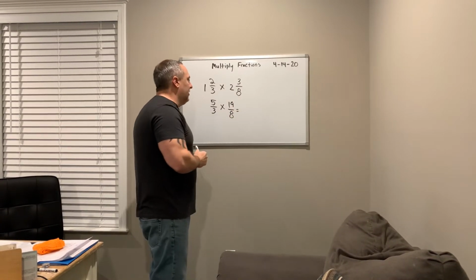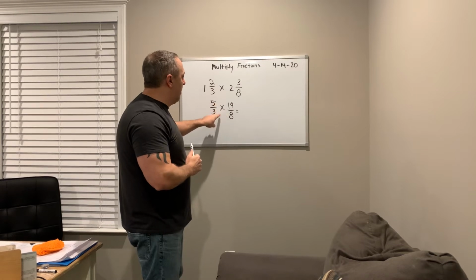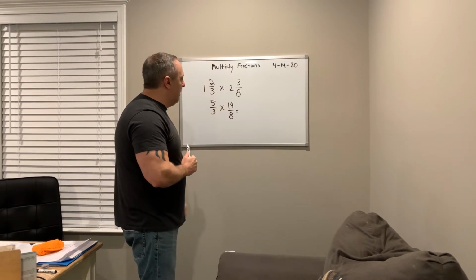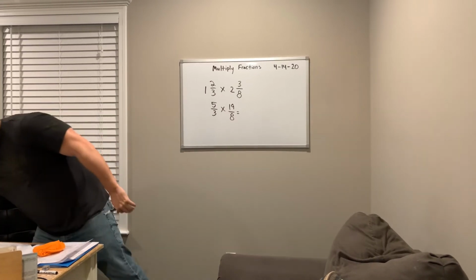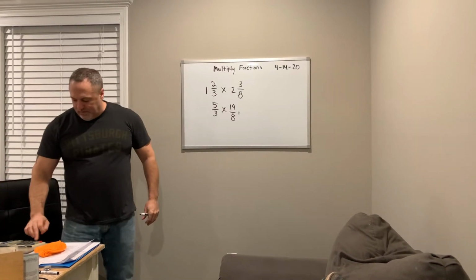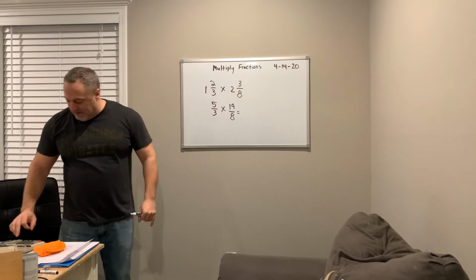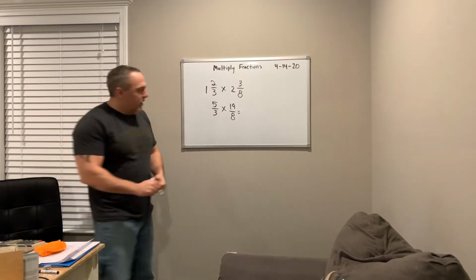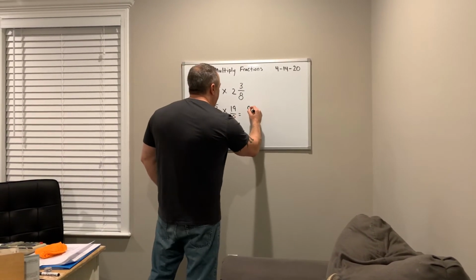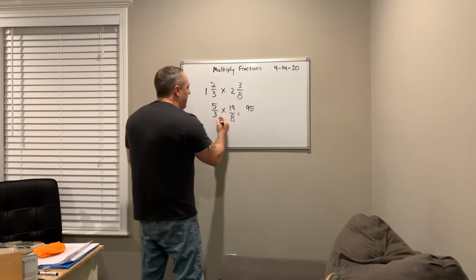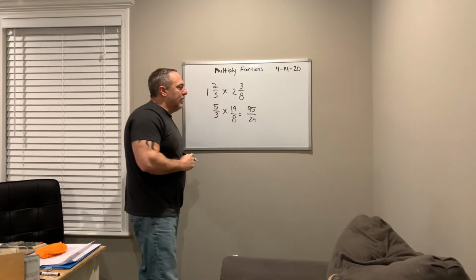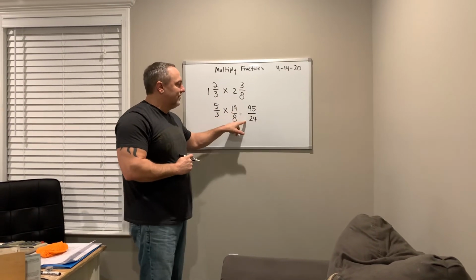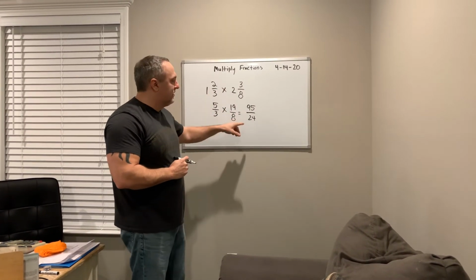There's nothing to reduce here. 5 and 8 are not compatible. 3 and 19, unfortunately, are not compatible. I need my calculator to make sure I don't mess it up. We're going to do 5 times 19, and we're going to get 95. 3 times 8 is 24. Now I'm going to look at this. I can't leave this like this. It's improper. I need to turn it back to a mixed number.